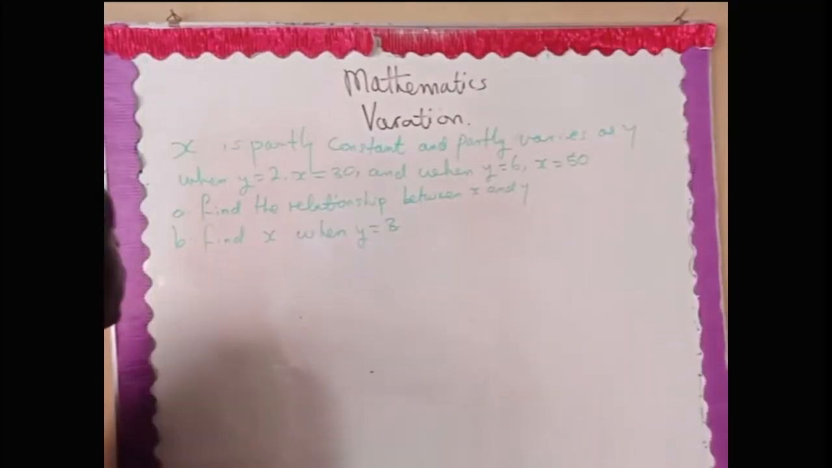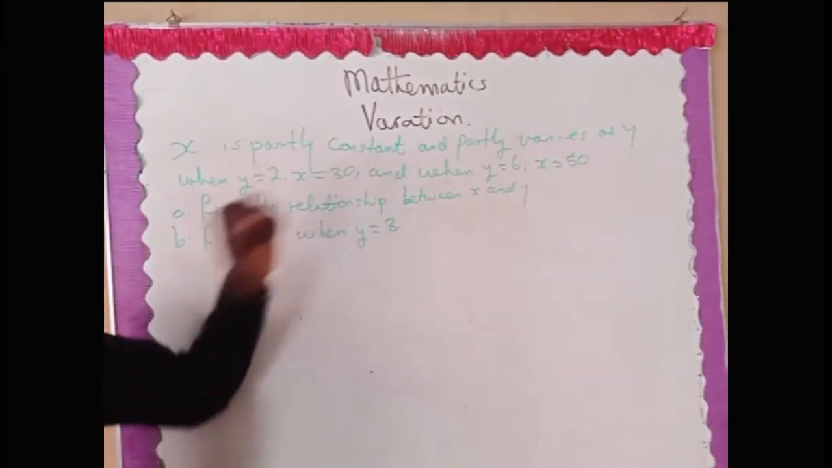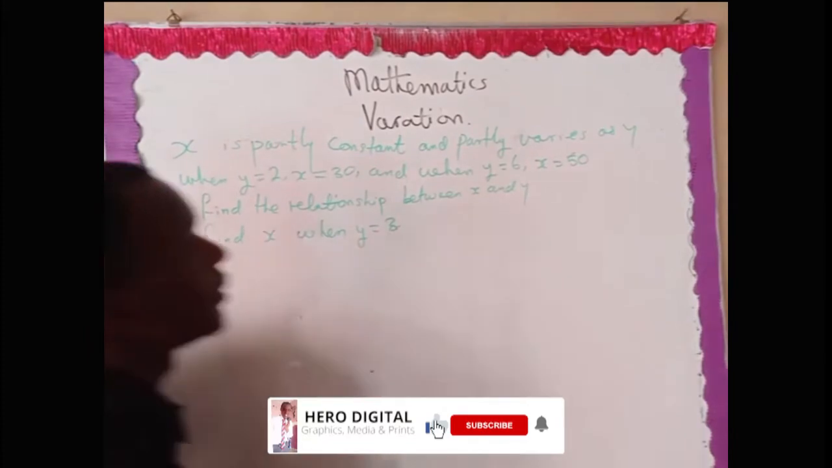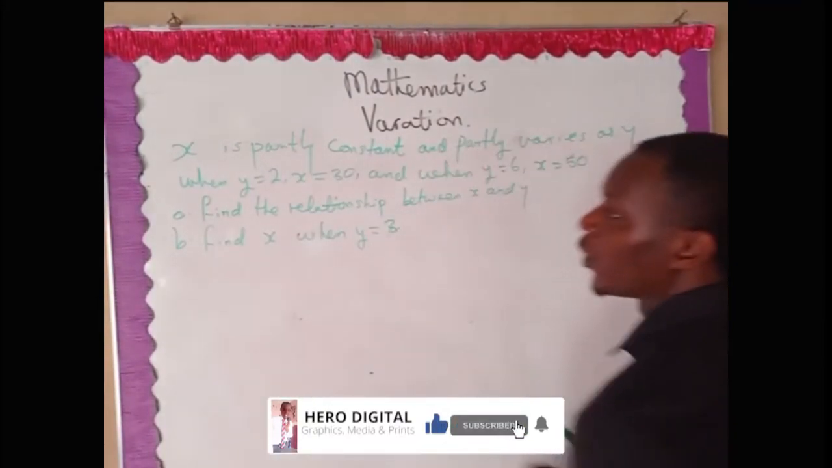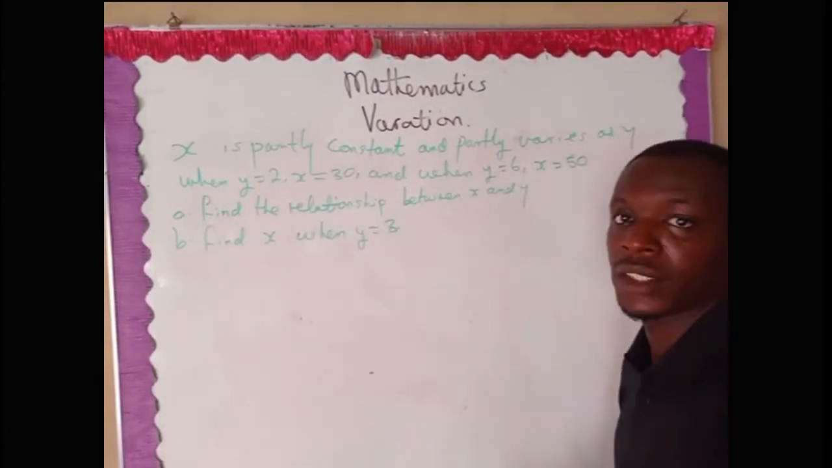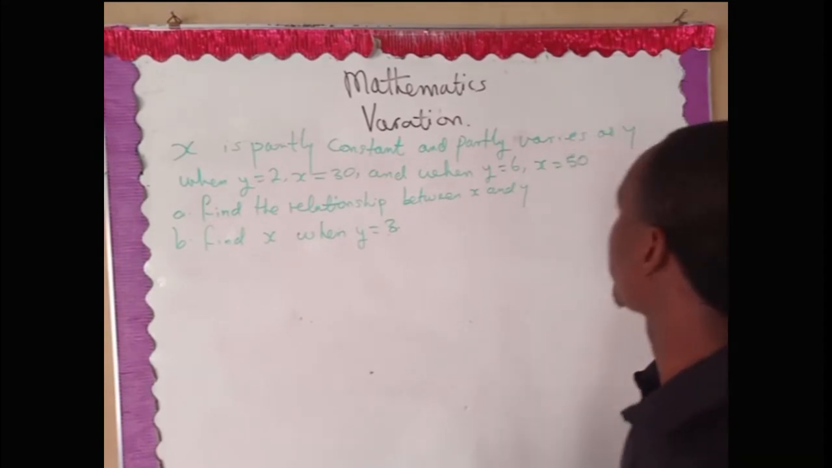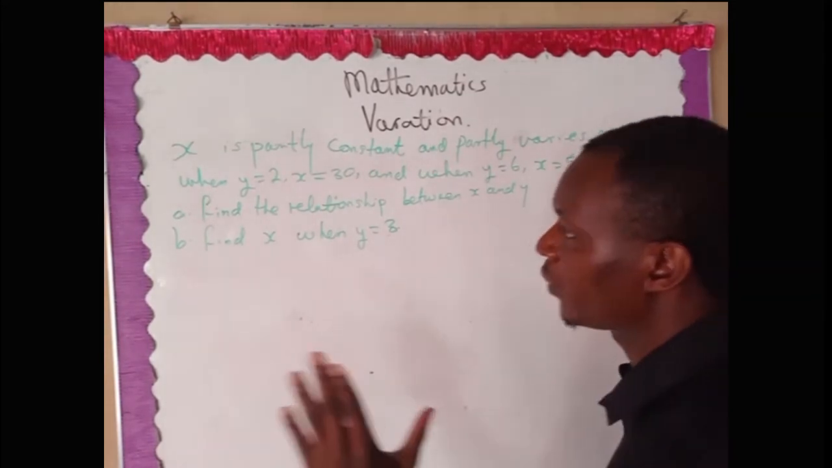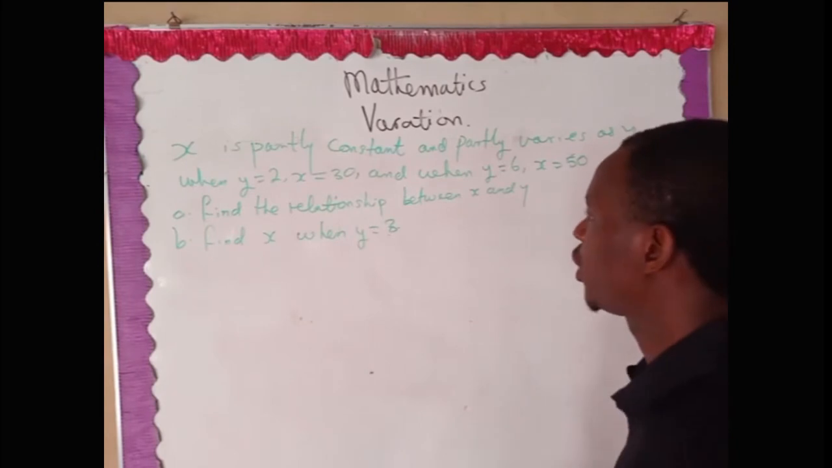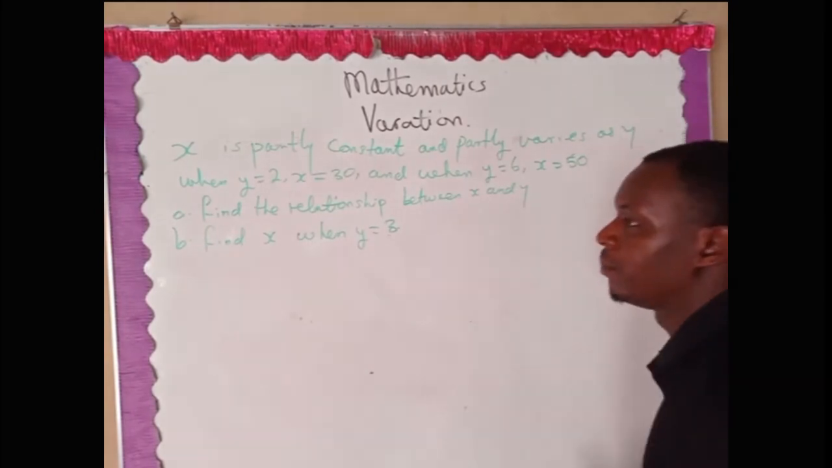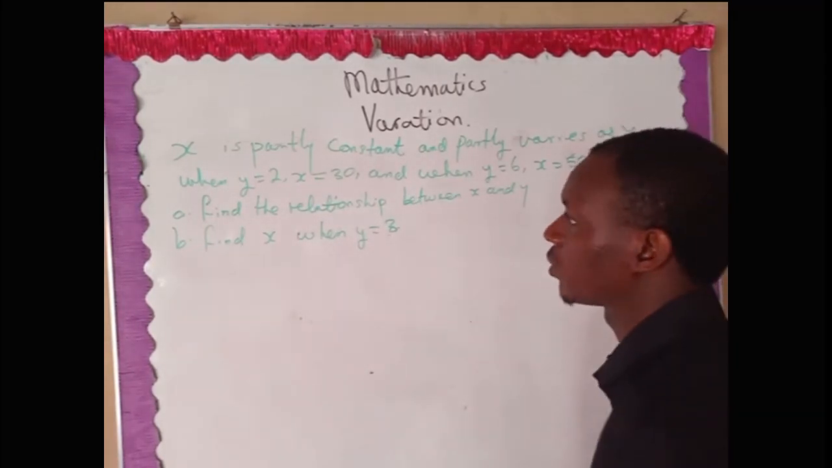Example, let's look at this question. S is partly constant and partly varies as Y. When Y equals 2, S equals 30, and when Y equals 6, S equals 50. A, find the relationship between S and Y. B, find S when Y equals 3.